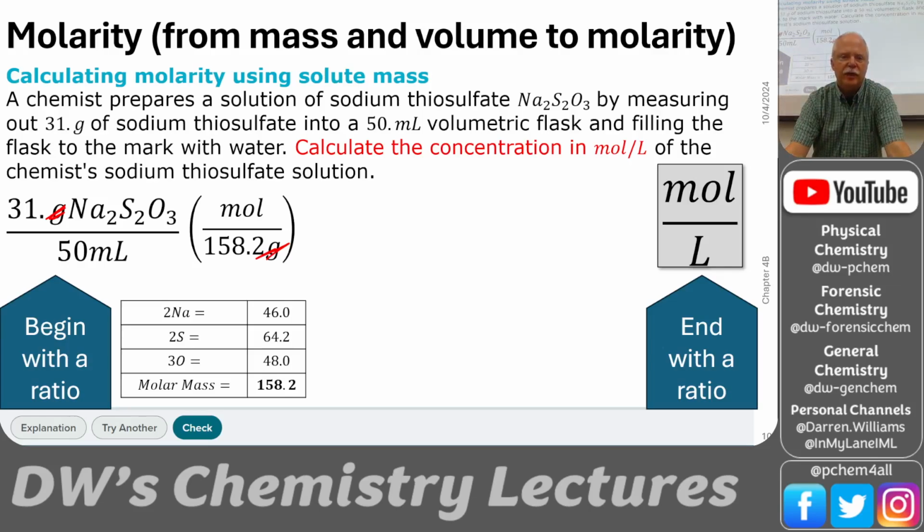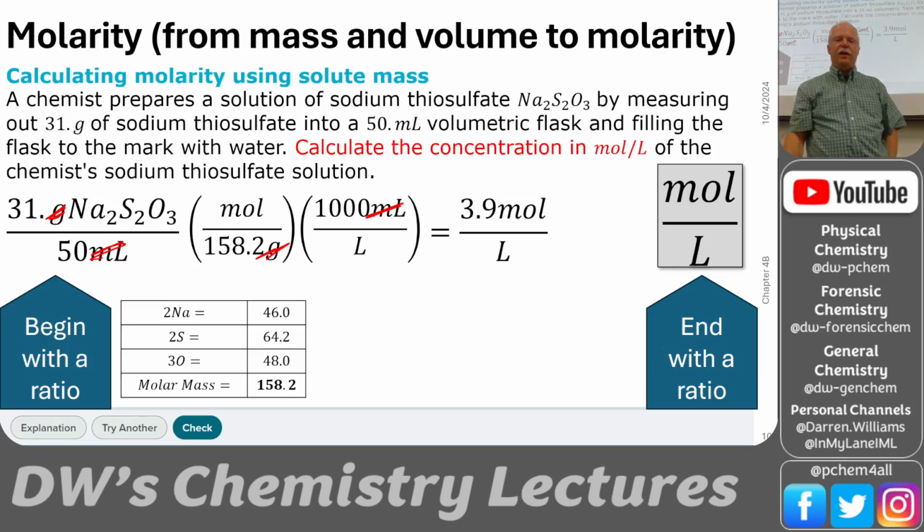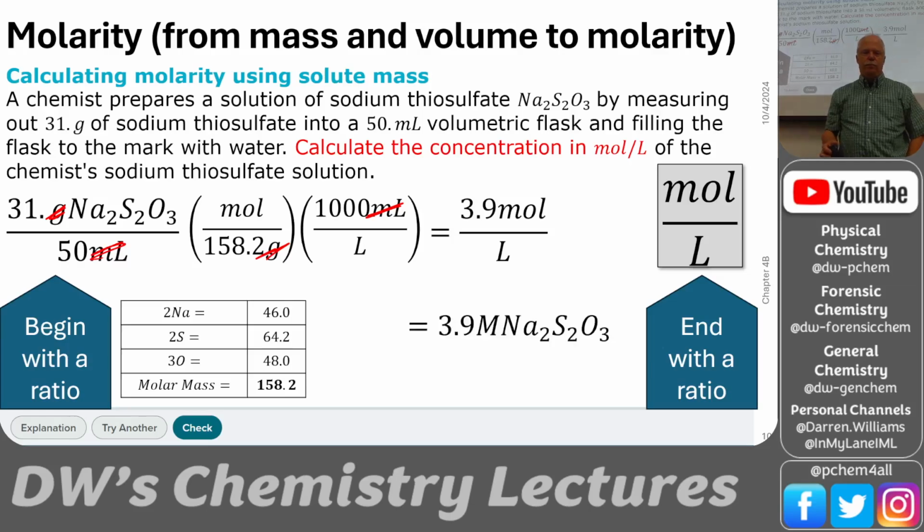Okay, then what's next? Well, we get out of milliliters and go into liters. So 1,000 milliliters per liter. So we're out of milliliters. And now we've converted the numerator into moles. We've converted the denominator into liters. And so we've got our answer. So that's 3.9 moles per liter of the sodium thiosulfate. We could also say that's a 3.9 molar solution of sodium thiosulfate, using the capital M instead of moles per liter.